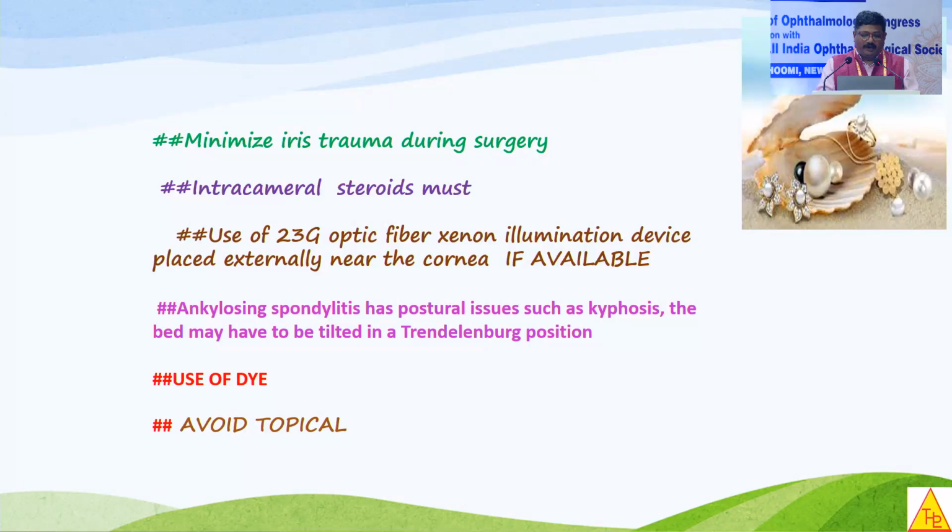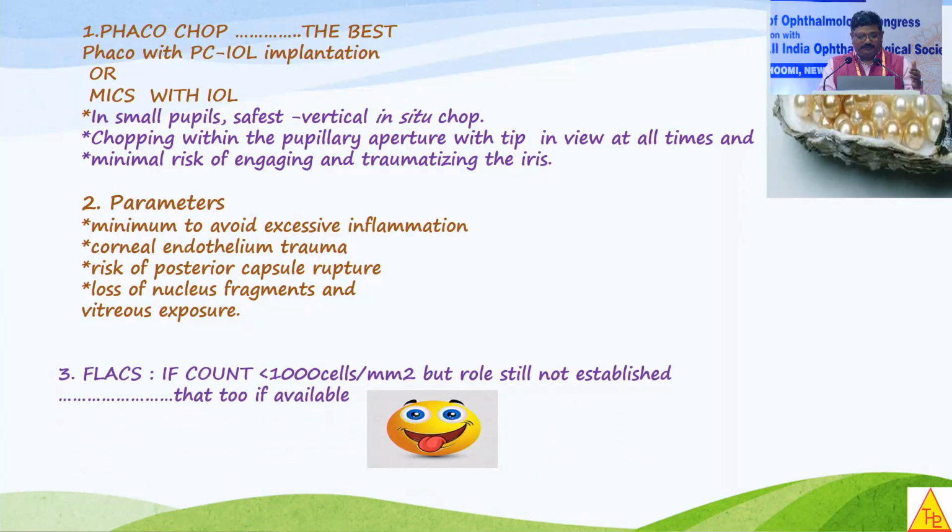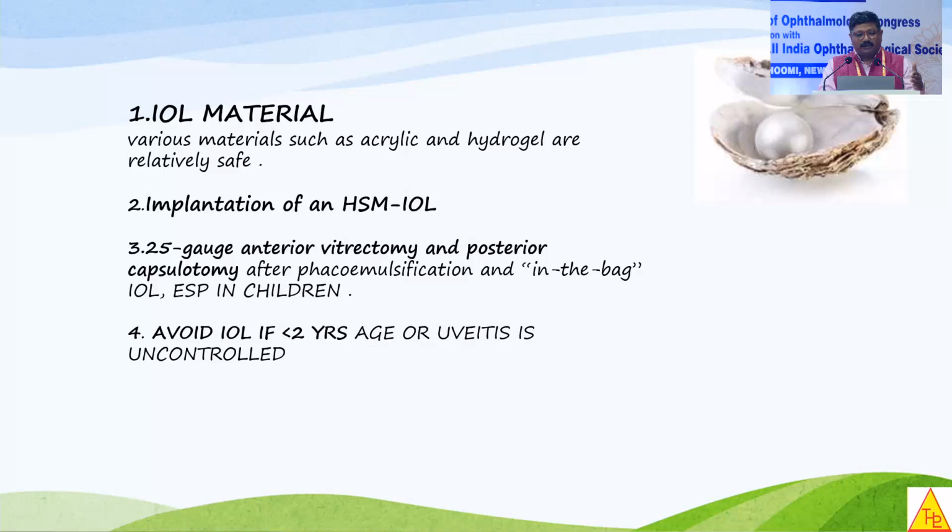Steroids are a must, and use of dye can be considered depending on the situation, but these cases are to be done under block only. Phaco-chop is the best, to be done in the chamber and bag only, and we can use modified IOLs, but the phaco parameters are to be kept to a minimum. IOL material has to be acrylic or hydrogel. A surface modified IOL can be implanted, but if uveitis is uncontrolled, or the child is less than 2 years of age, sometimes the IOL has to be deferred.